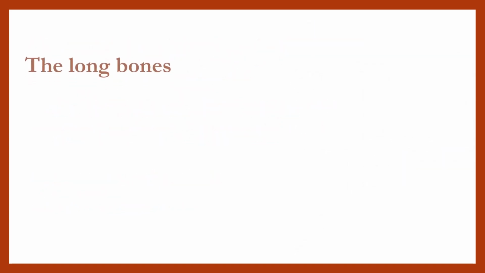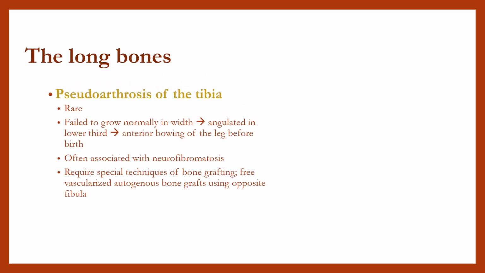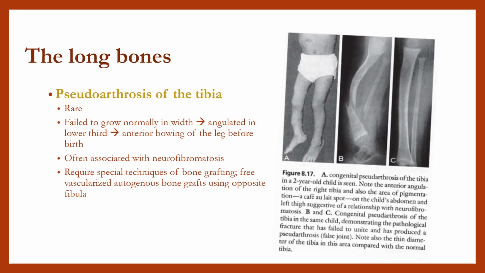The long bones. Pseudoarthrosis of the tibia is rare. It is characterized by failure to grow normally in width, angulated in the lower third, with anterior bowing of the leg before birth. It is often associated with neurofibromatosis. It requires special techniques of bone grafting: free vascularized autogenous bone graft using the opposite fibula.